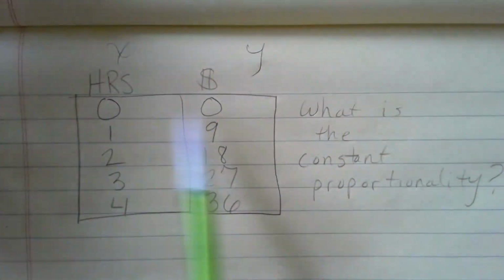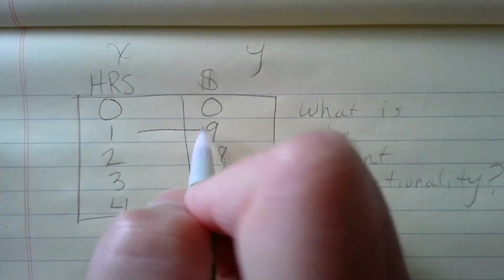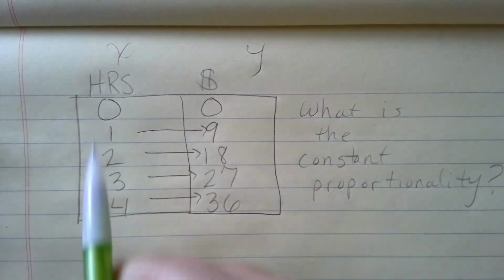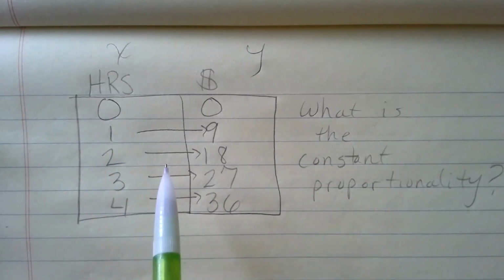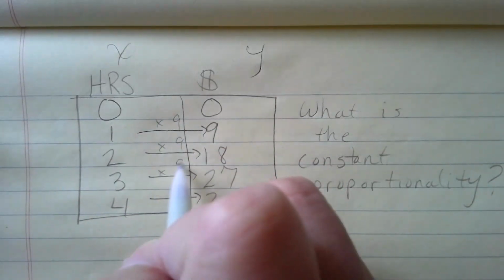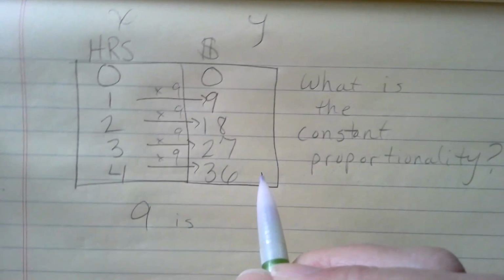So we know it goes through 0, 0. We know that X and Y are proportional. That's nice. But what's the constant of proportionality? So what you have to see is what's the factor every time. What is this being multiplied? What is X being multiplied by? Well, it's being multiplied by 9. So in this case, 9 is the constant of proportionality.